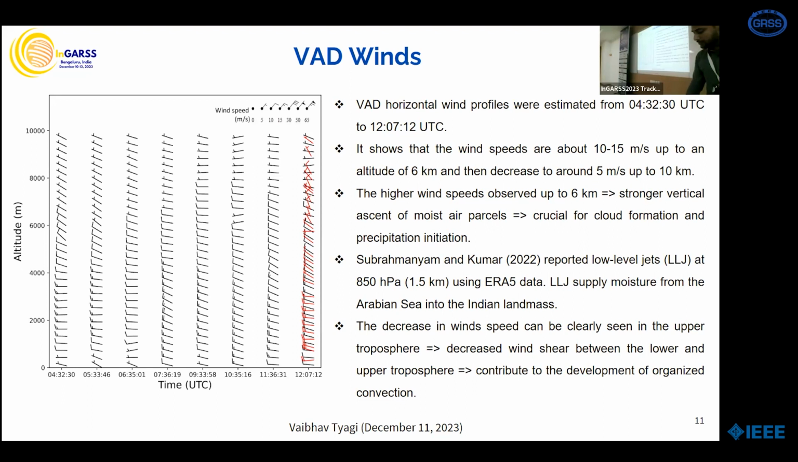The important point we can infer from here is that in the lower troposphere, up to 6 kilometers, there were high winds of about 10 to 15 meters per second. There is a study by Subramanian and Kumar. They also analyzed the same Kerala flood event using the ERA5 data. They concluded that there was a low level jet at that time that brought moisture from the Arabian Sea to the landmass. Also, above 6 kilometers, up to 8 to 10 kilometers, we can see that the wind speed decreased, and this contributes to a decrease in the wind shear, and that contributes to the vertical development of the convective system at that time.